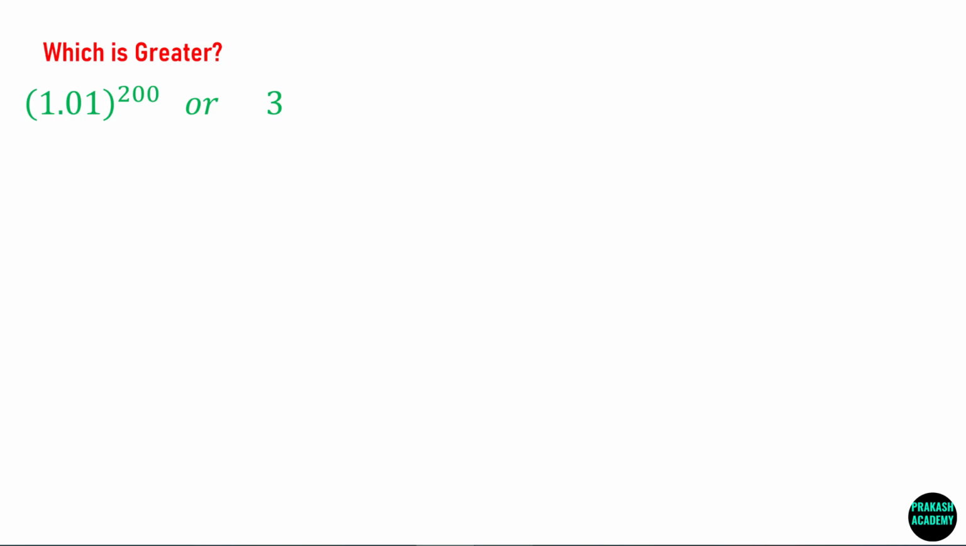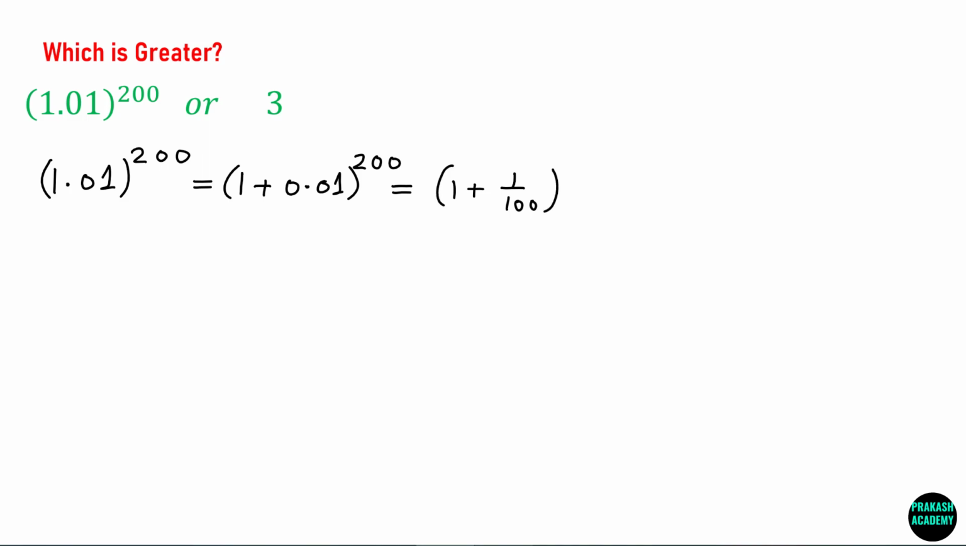So let us first simplify these numbers and then we will take the ratio. The more complex number is this, that is 1.01 raised to the power 200. This can be written as 1 plus 0.01, and 0.01 is what? 1 by 100. So this can be written as 1 plus 0.01 raised to the power 200. Now this can be written as 1 plus 1 by 100 raised to the power 200.